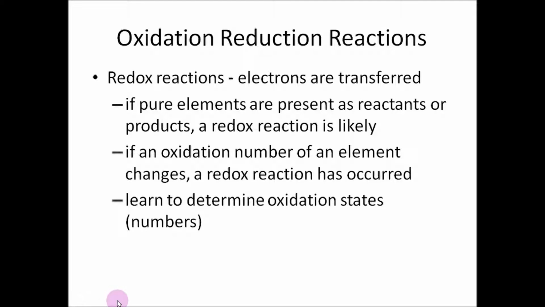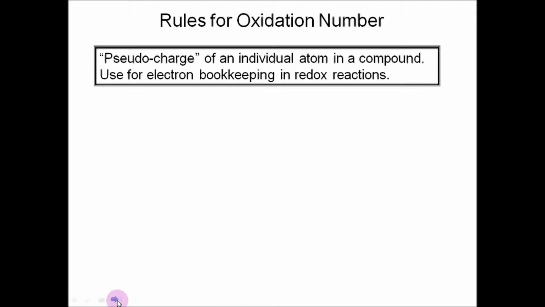All right, so these are the rules for identifying oxidation numbers. Oxidation numbers are like a pseudocharge. Take an individual atom and we look at the electrons that it has in the compound, and we can give it a pseudocharge. This is useful for the electron bookkeeping to identify these redox reactions. All right, so there's going to be 6 rules.